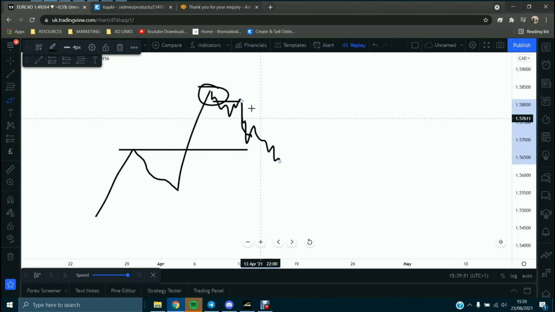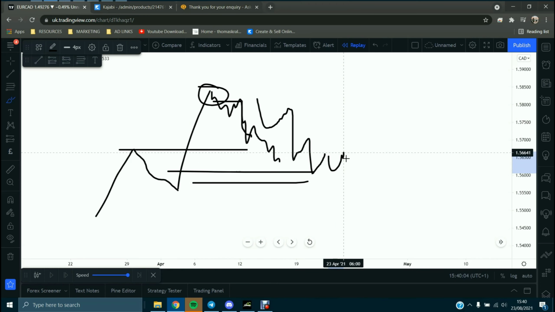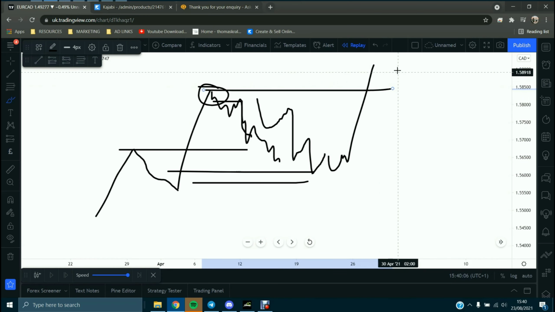But inside this market structure on a smaller time frame, you're going to have impulse move, correction, impulse move, correction, impulse move, correction, like that, okay? All the way back down to your point of interest before you actually get another setup and another impulse break of structure, and the same thing again, okay?